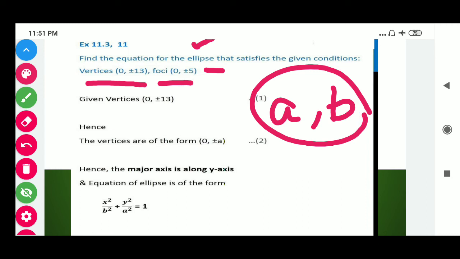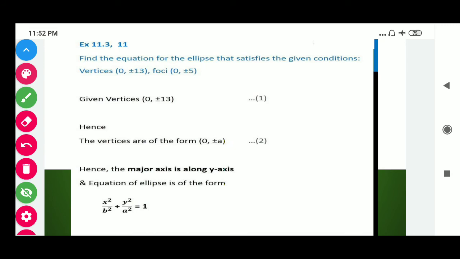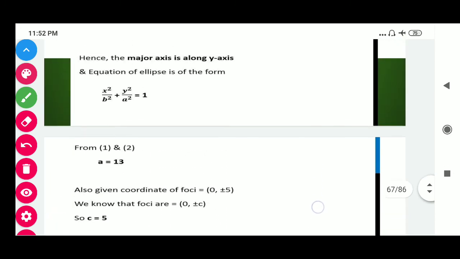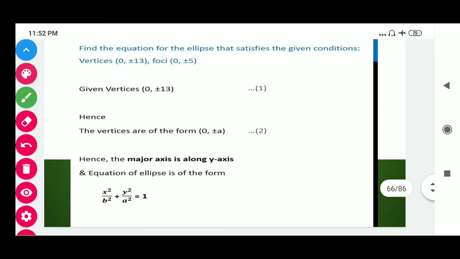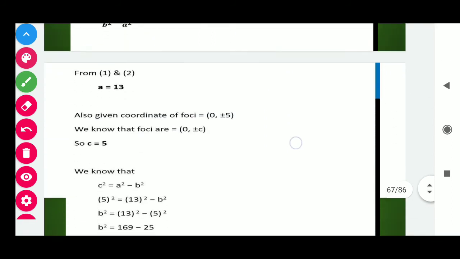So let's start. The given vertices are (0, ±13), and we know that the coordinates of the vertices are (0, ±a). Here you can observe that the vertices are on the y-axis, so the major axis lies on the y-axis. In the same way, the equation of the ellipse is of the form x² over b² plus y² over a² equals 1. Now, comparing, we get a equals 13. Now we need to find the value of b.